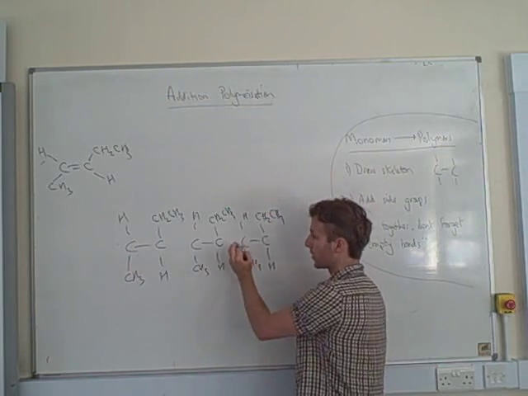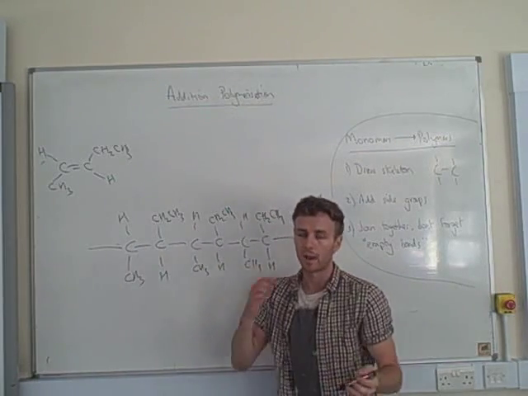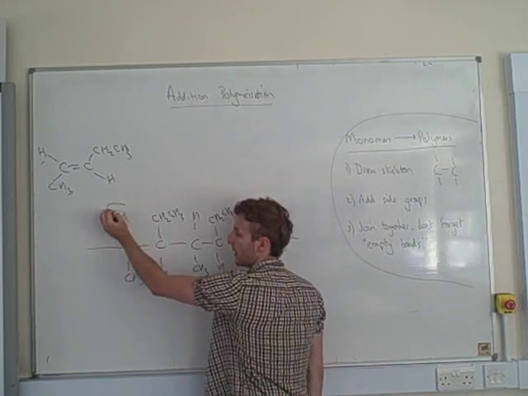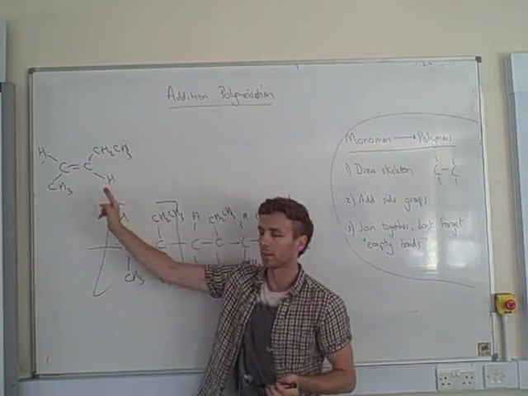And then step 3, join them all together, stick your tails on the end. If they ask you, even if they don't ask you, you wouldn't lose a mark for doing this, pop on your repeating unit. It's going to go around 2 carbons, because those 2 are different to those 2.